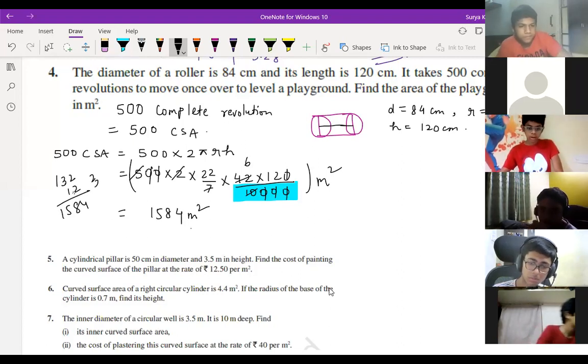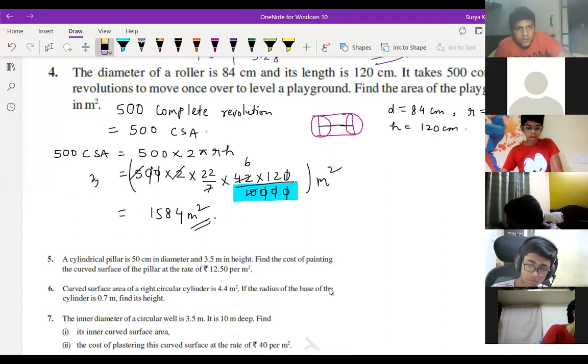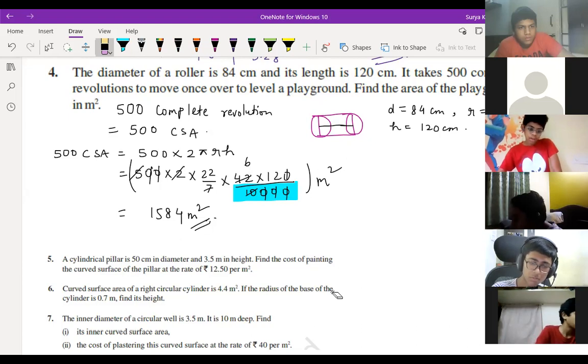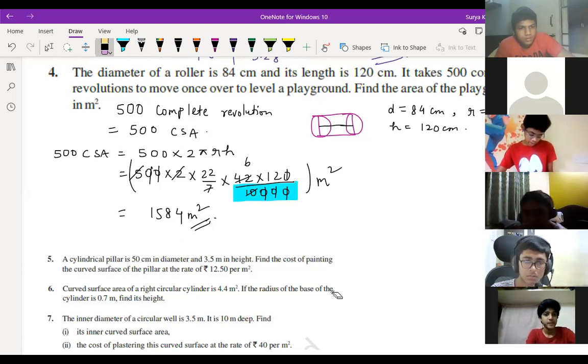1584 meters square is the answer for this. Yes, so 1584. Anyone who is having doubt in this question, children? How to understand this question? How to find this? Sir, I am getting 3168 or something. That's it. How did you do it, Satvik? What is your mistake? Where are you making the mistake? Are you able to understand?